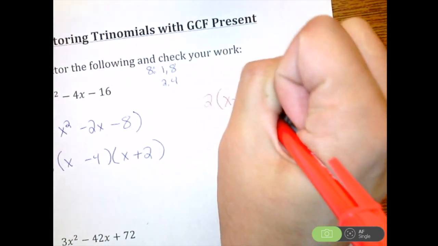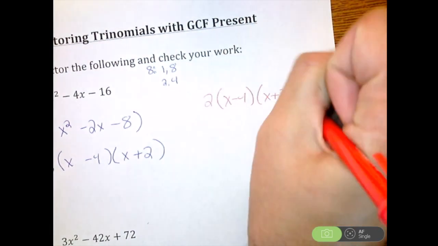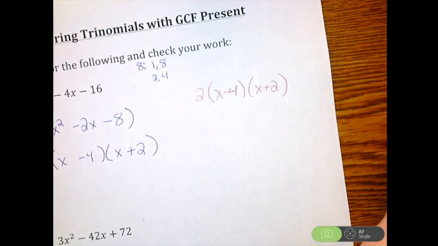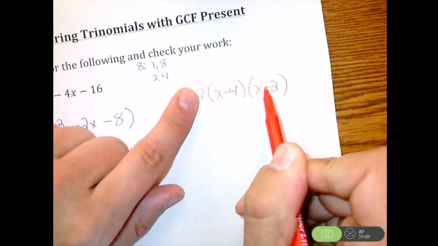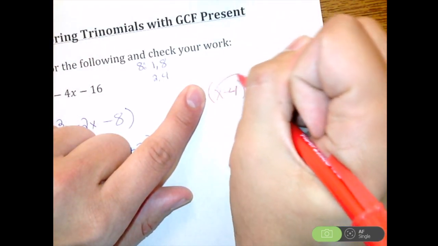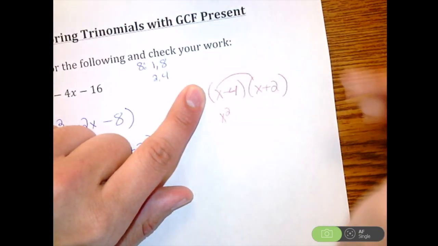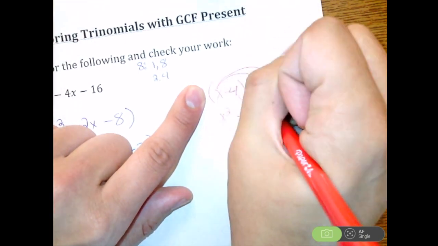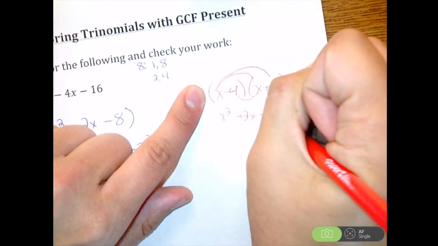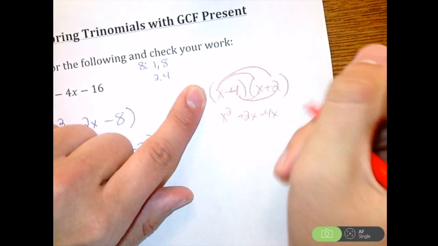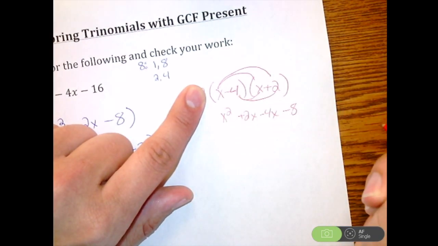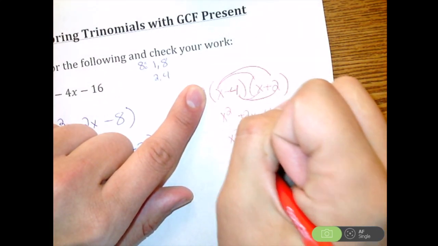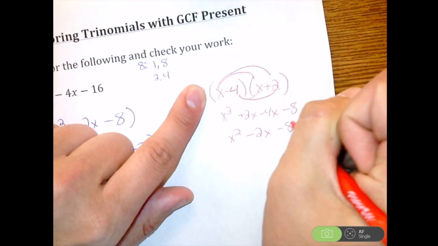Before I box this up and say this is my answer, though, we would like to check our work. And how we're going to do that with factoring, to check your factoring, is you're going to use multiplying or distributing. So I'm going to multiply these two parentheses first, then we'll multiply the 2 last. So x times x is x squared. X times 2 is 2x. -4 times x is -4x. -4 times 2 is -8. If we combine like terms there, I have x squared minus 2x minus 8.